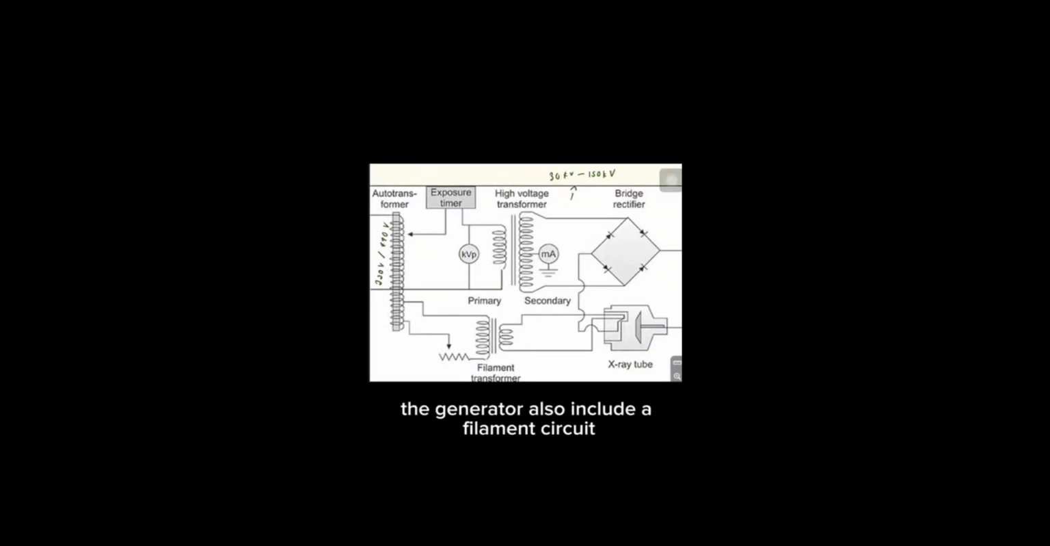The generator also includes a filament circuit which provides low voltage, about 10 to 12 volts, and high current to heat the filament in the cathode. The heating process causes thermionic emission, releasing a cloud of electrons in the X-ray tube.